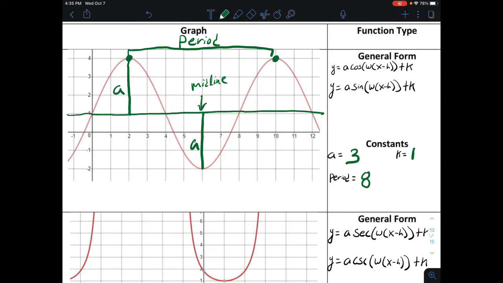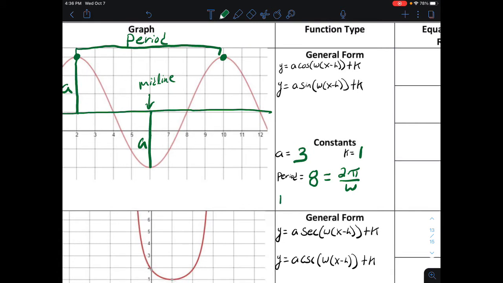Now, notice how period doesn't necessarily have a constant here. We've identified a and k. Period, remember, for sine and cosine is equal to 2 pi over w. So I'm going to set the 8 equal to 2 pi over w. And that's going to give me that constant there. And so if I cross multiply and divide from there, w would equal pi over 4. So I have a, I have k, and I have w.